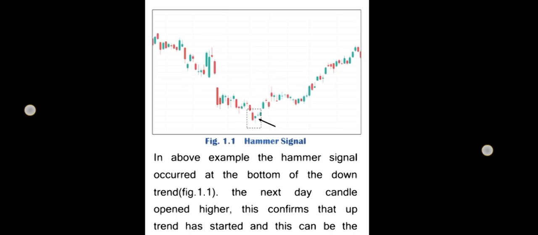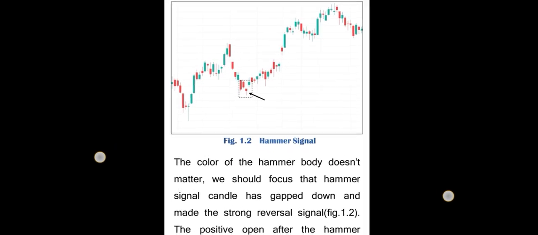It typically forms at the end of a downtrend and signals the possibility of a bullish movement starting. It's called a hammer due to its shape, which resembles a hammer with a long handle and a small head. What the pattern looks like.